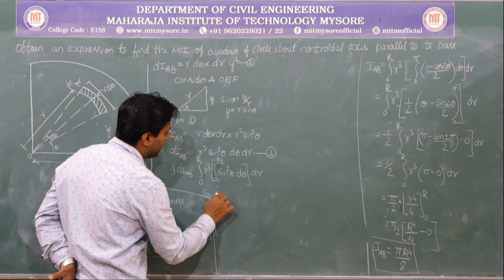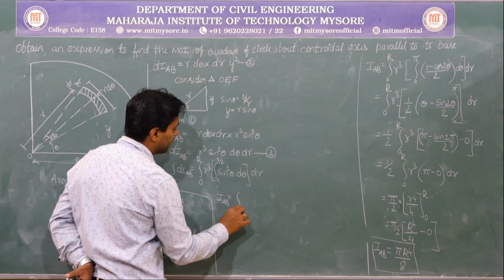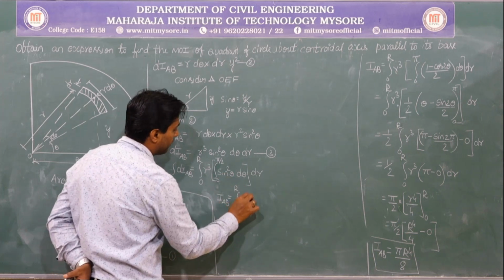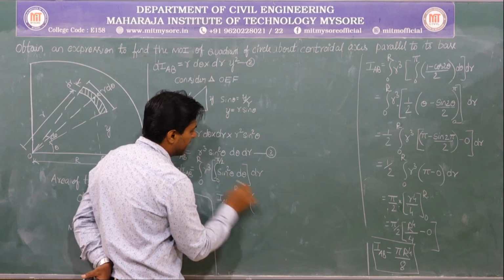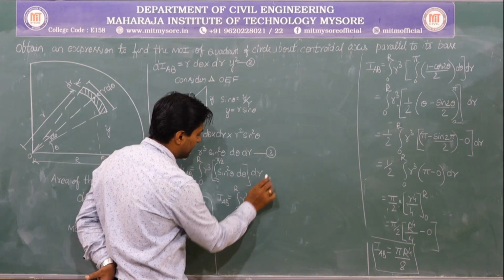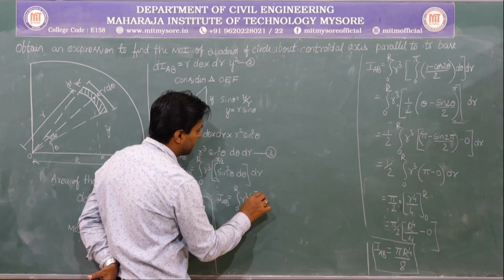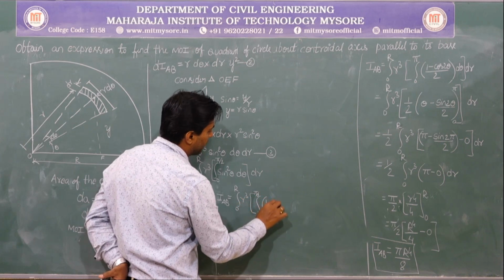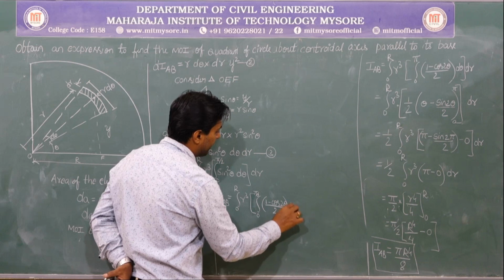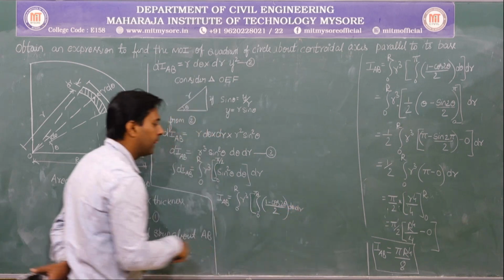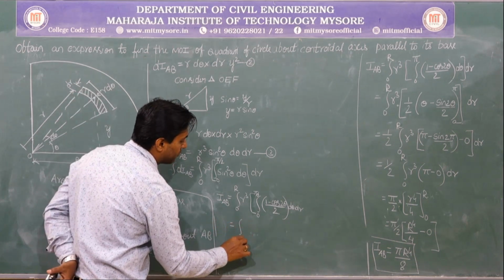So, dI_AB is nothing but I_AB is equal to integral of 0 to R, r cube. I will not be touching it for time being. Everything is same. So, now it is sine square theta. I can do it like this. It is 0 to pi by 2. Sine square theta is 1 minus cos 2 theta by 2, into d theta into dr. So, I will be taking half outside.